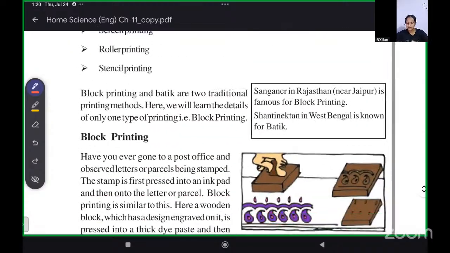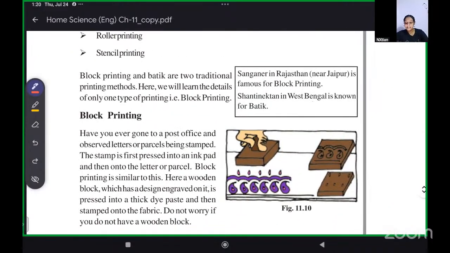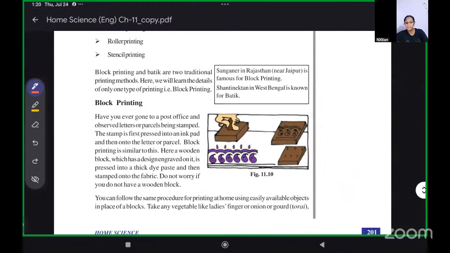Now, Sanganer in Rajasthan, near Jaipur, is famous for block printing, and Shantiniketan in West Bengal is known for batik. Have you heard of Sanganeri print? No? It's quite popular here. Sanganeri print, or Jaipuri print, is also popular in Rajasthan. Sanganeri prints are mostly block printing.